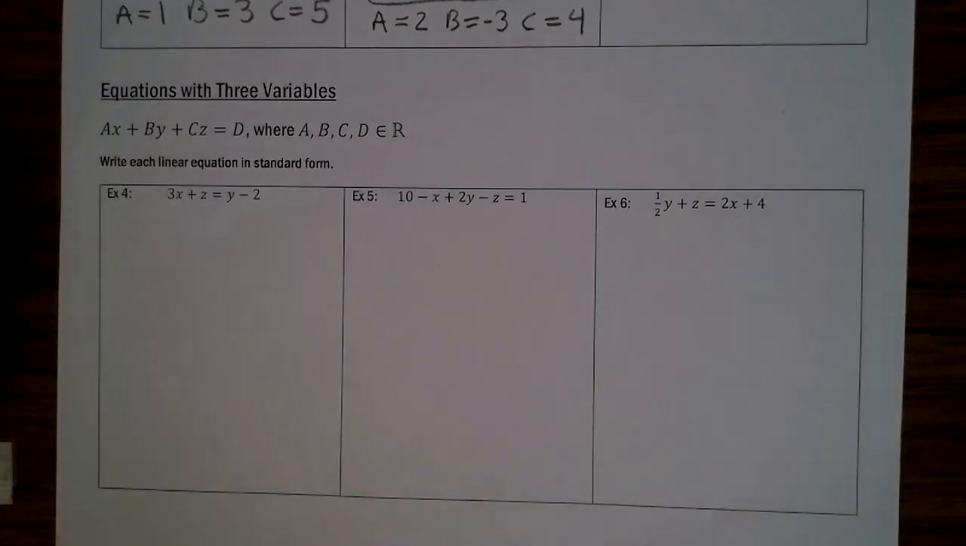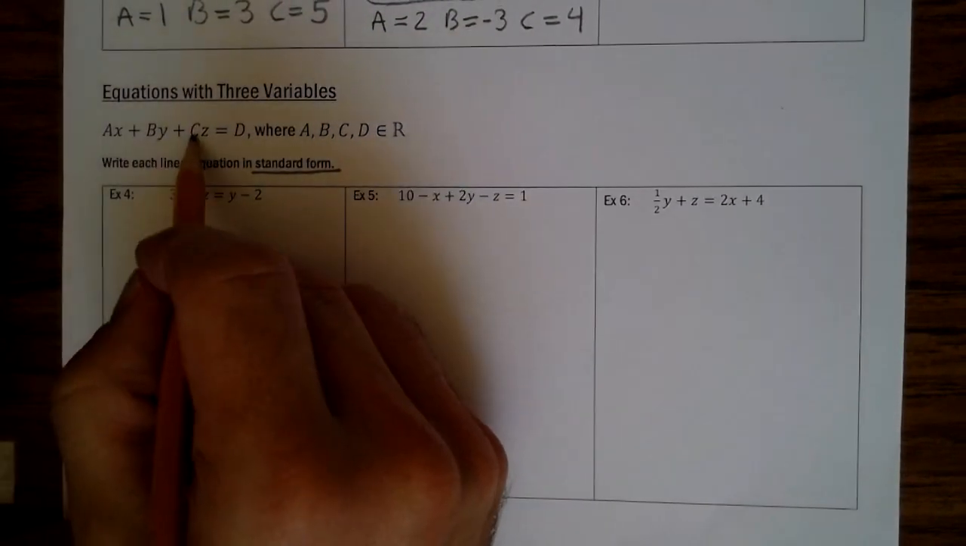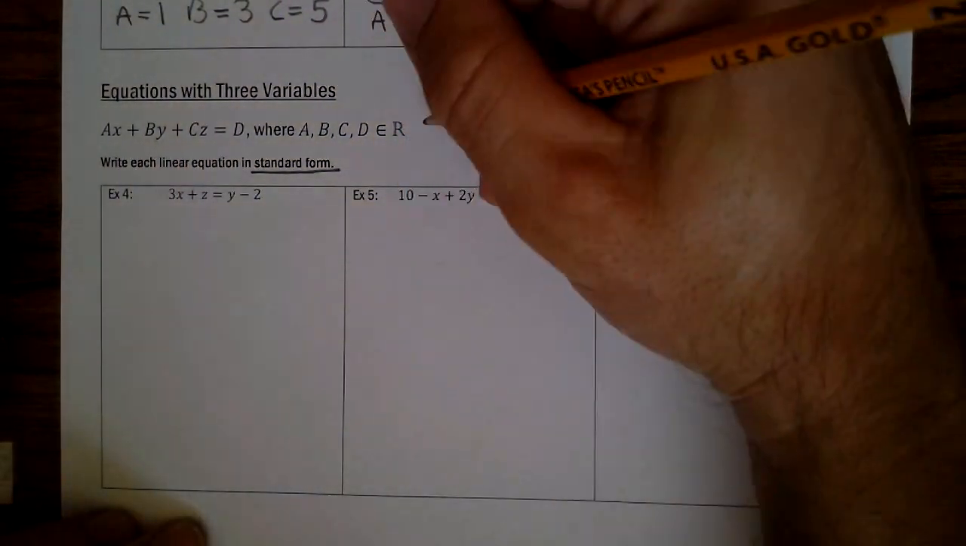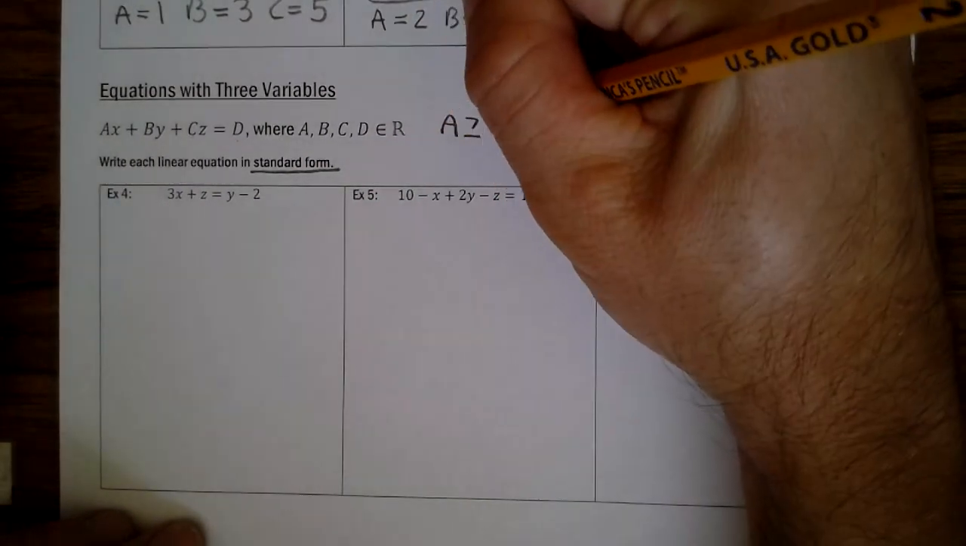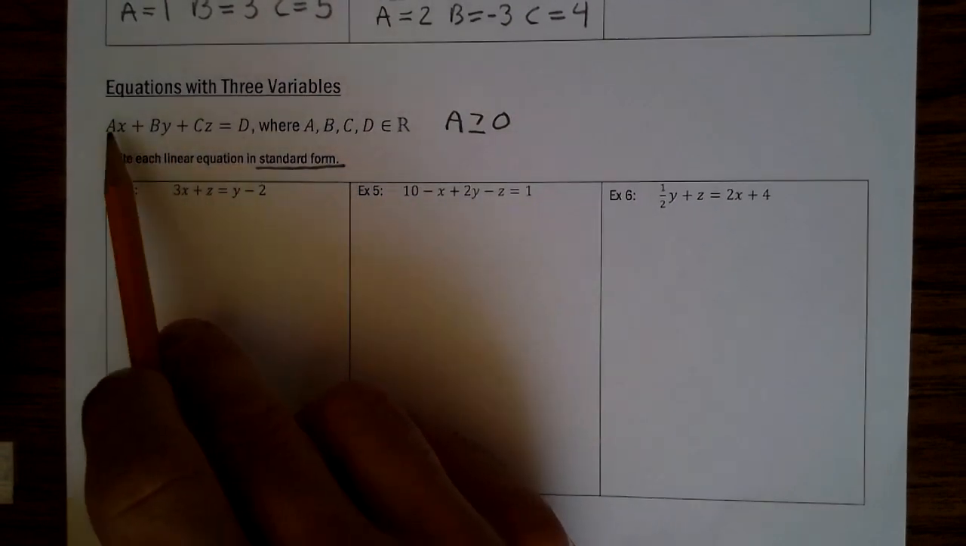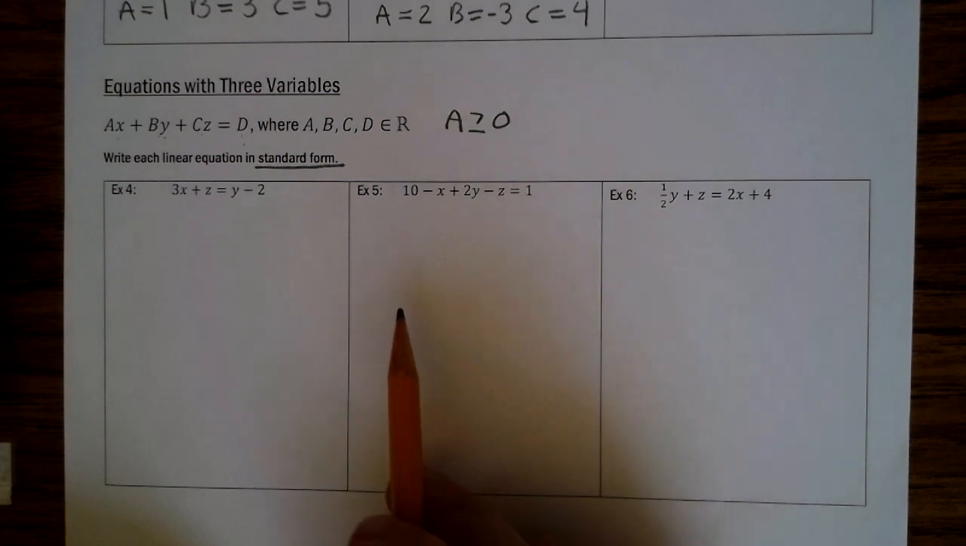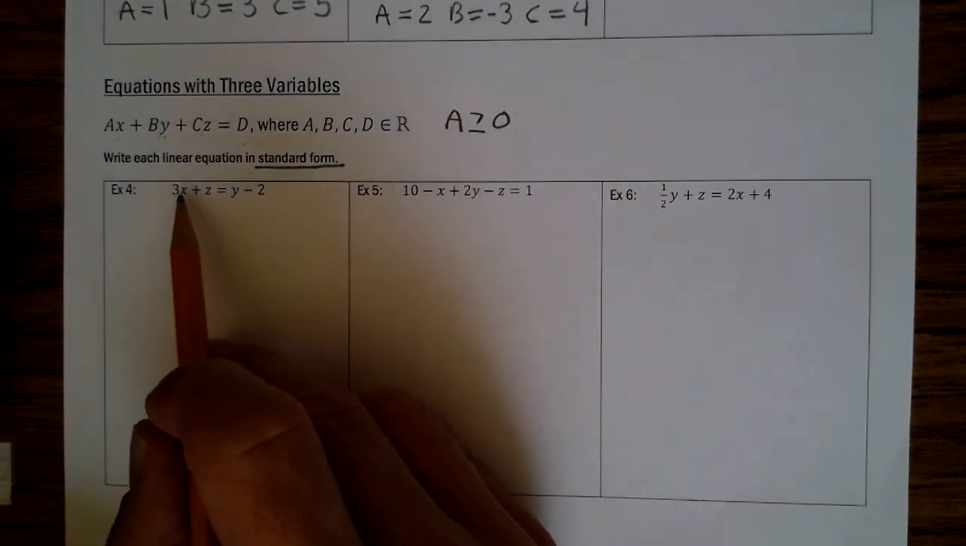The only difference is now you have a, b, c, and d. Okay, where again a has to be greater than or equal to 0. Right, and again, x, y, and z all have to be on the left, and d in this case is the constant, has to be on the right. So in example 4, you already have x and z, but y needs to be moved to the left.